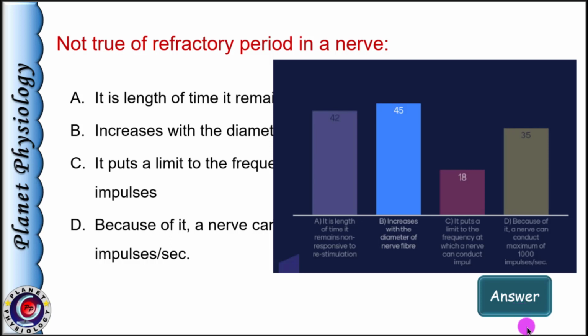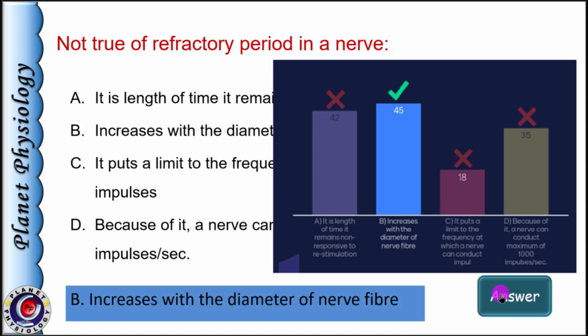Okay, let us see. Option A is the correct meaning of refractory period. And unless the nerve comes out of the refractory period, it cannot generate the next impulse, and hence it puts the limit for frequency of action potential. Hence, options C and D are also correct statements with respect to refractory period. So automatically the answer for this question is option B, increases with the diameter.